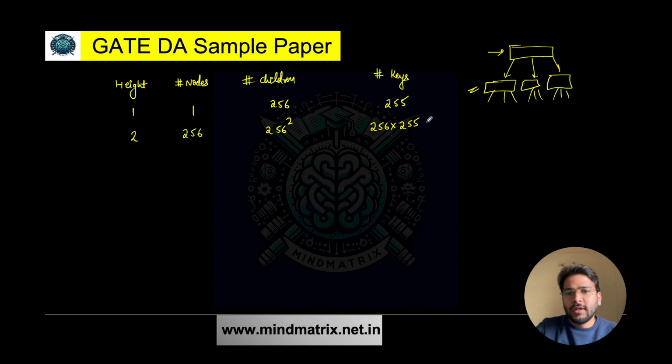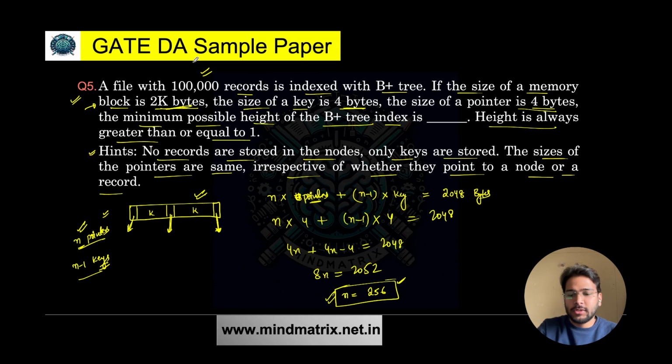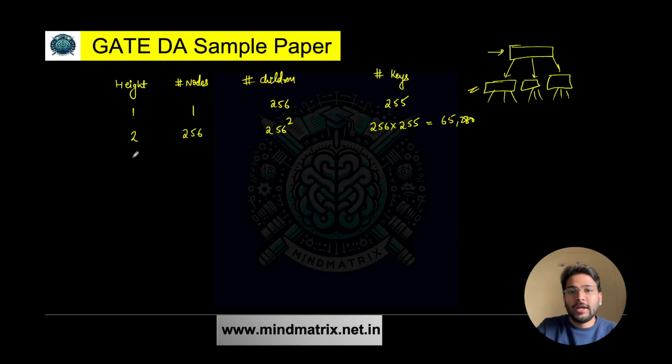256 into 255. And this will come around as 65280. But we have 1 lakh. We have how many records? We have 1 lakh records. So still we need one more level at least.